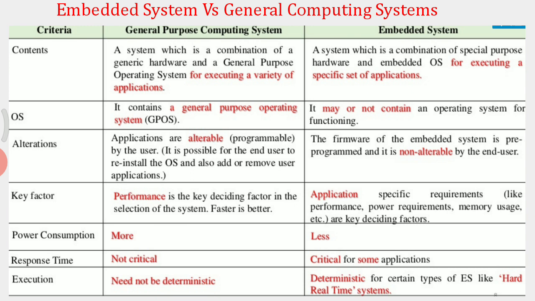The next criteria is execution. Here the general computing system need not be deterministic, whereas an embedded system is deterministic for certain types of embedded systems, like hard real-time systems. So determinism is based upon the behavior of the system.